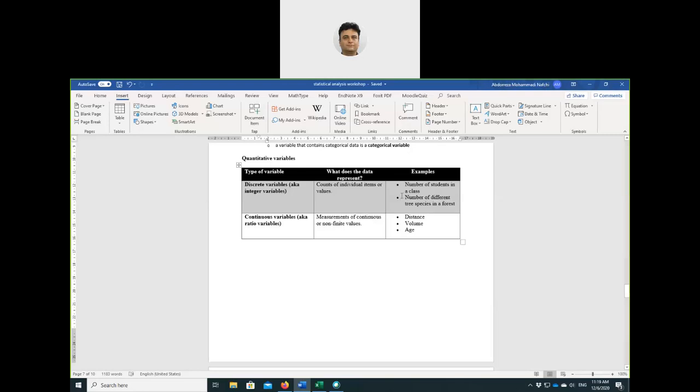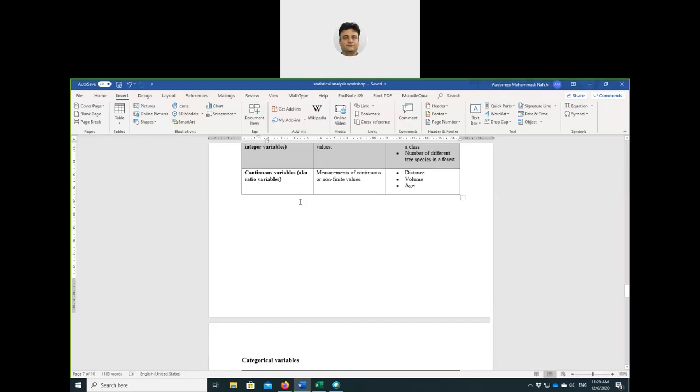But with distance, when we measure, it is 20 kilometers or maybe 22 kilometers or maybe 22.22 kilometers. We have continuous data here. Both are categorized as quantitative. So if we have quantitative data, mostly it's discrete or continuous data.